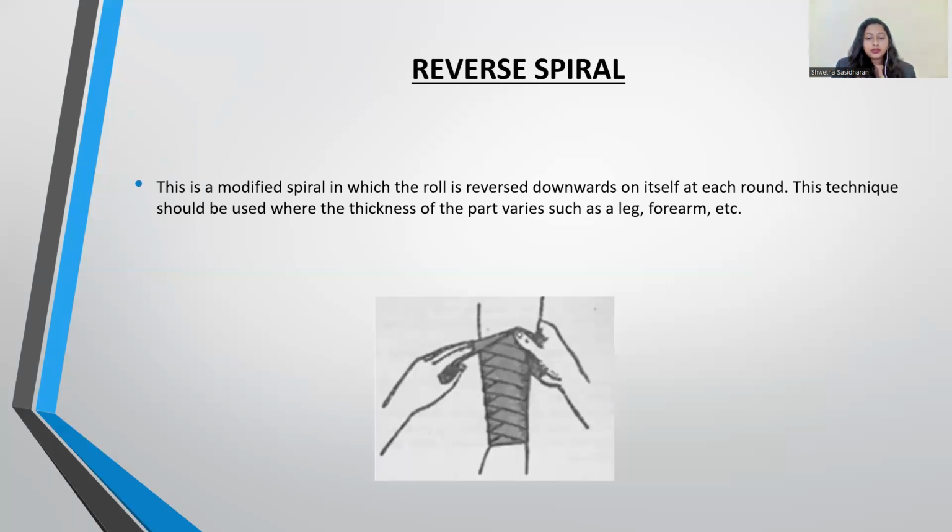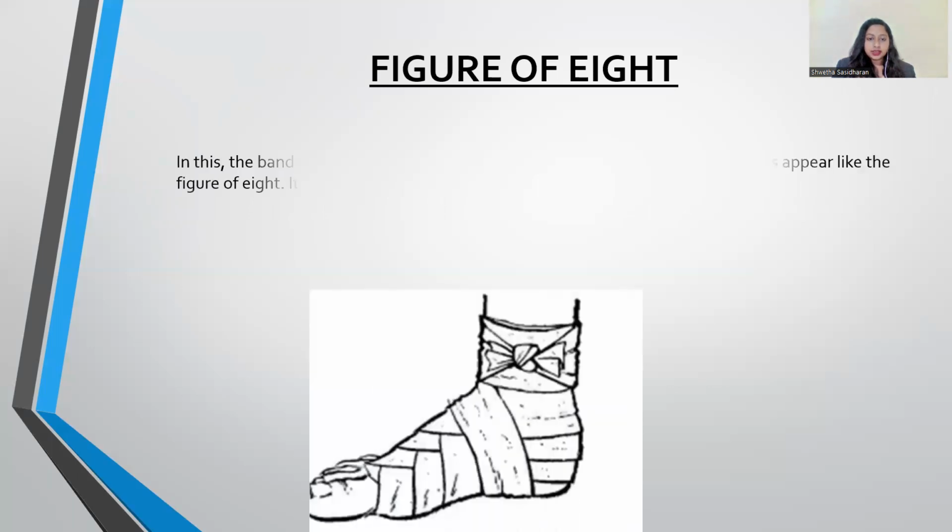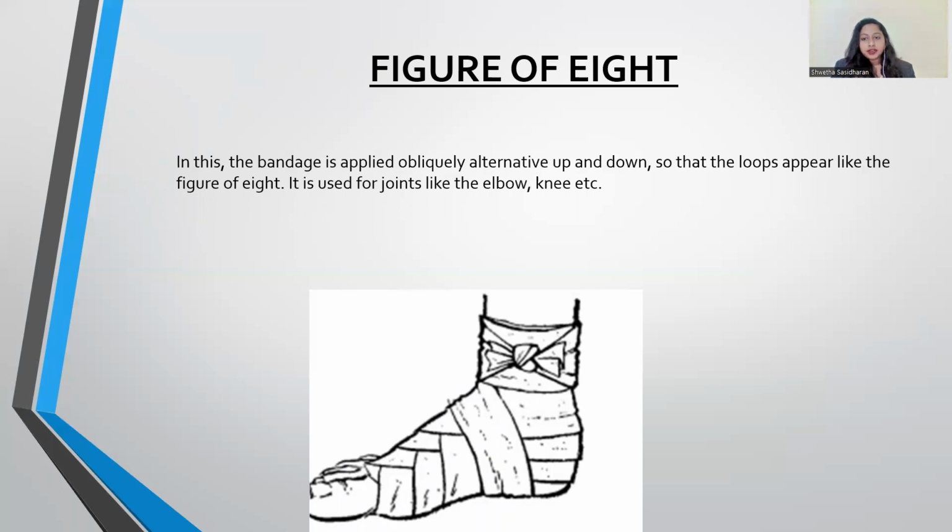It has to vary in thickness depending on whether it is the leg or forearm. Figure of 8 will be something like this, where we alternately go in loops around to make a figure of 8.